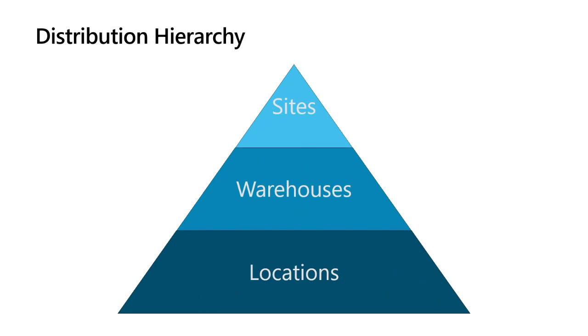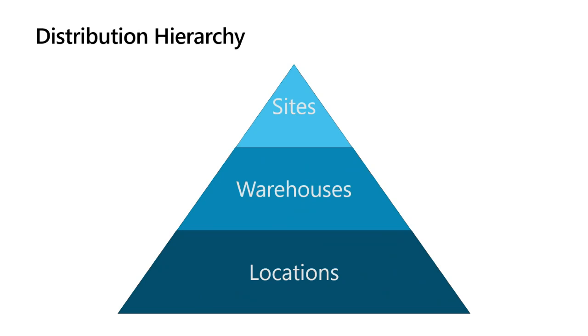The distribution hierarchy. This is where we set up our sites and our warehouses and locations. I've depicted it in a pyramid because this is really how we want to think about the setup. So your sites at the very top are a collection of warehouses that are typically within the same geographical region. That might be something like the Pacific Northwest as my region in the United States.